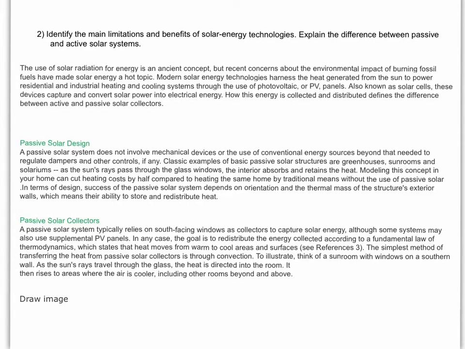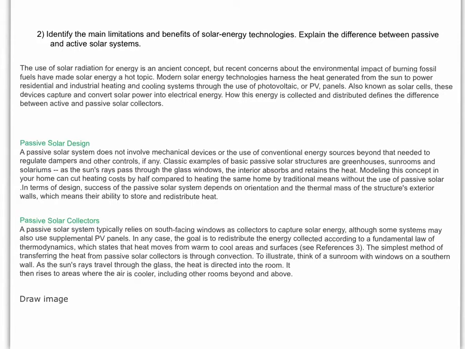So that's one of the benefits of what they were doing in Okotoks, and I'm assuming that you've already watched the video, so keep that in mind. Also known as solar cells, these devices capture and convert sunlight into electrical energy. How is this energy collected and distributed, and define the difference between active and passive?